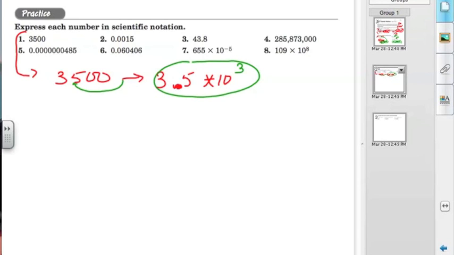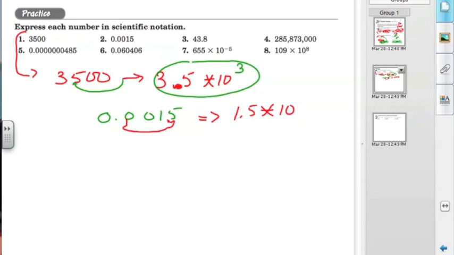Oh, let's see. We will take and do number 2. I have 0.0015. I need to move the decimal point so I have one non-zero digit right there. So I get 1.5 times 10.